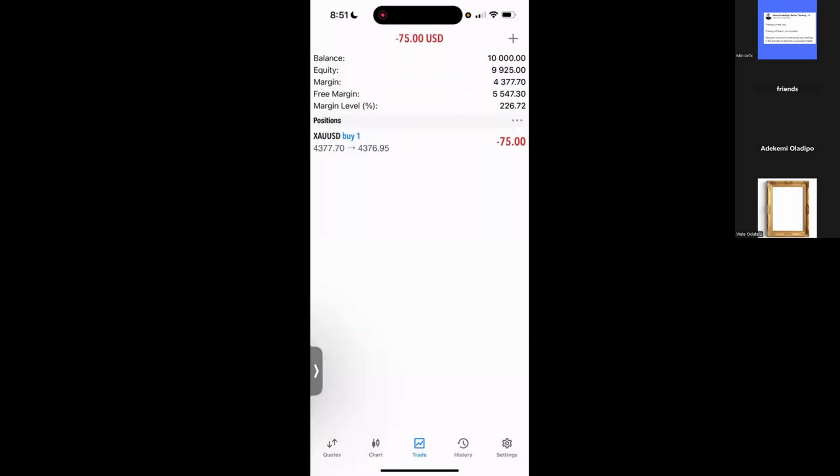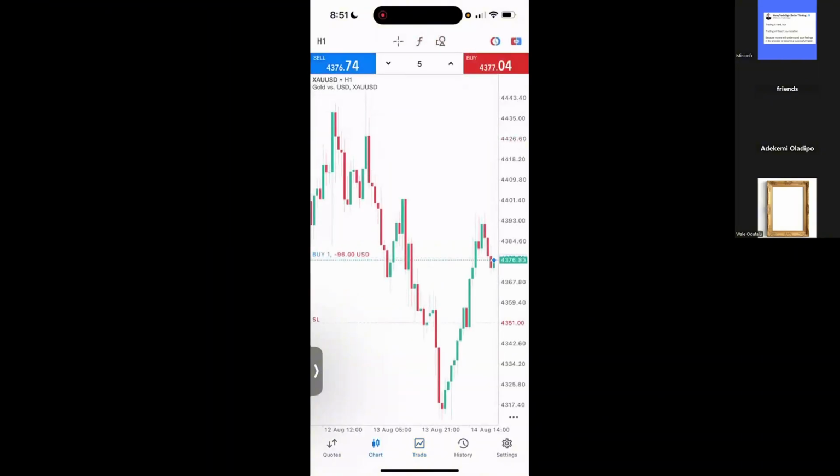Done. So come back to charts to confirm that you've set a stop loss. You can see now on the chart you have a stop loss line at 4351. Are we making sense? You see it now? So that's just it. That's where you set your stop loss. That's how you execute your trade. You buy.